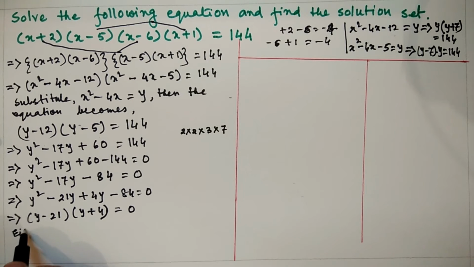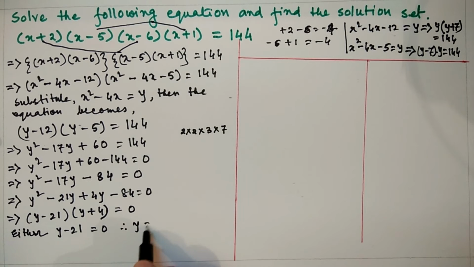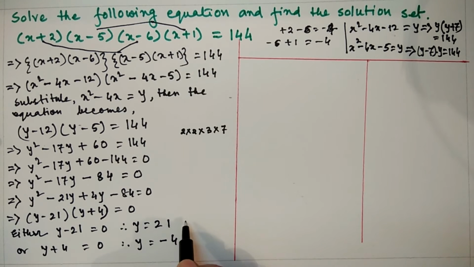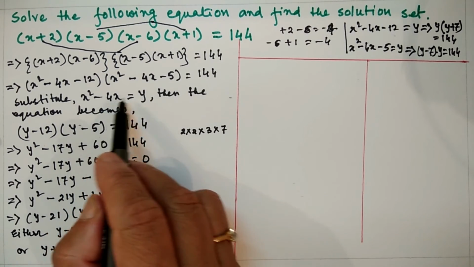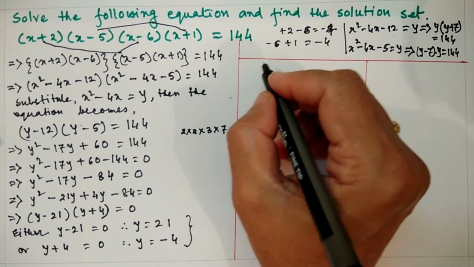Factorization method we have already discussed in previous videos. y minus 21 is equal to 0, therefore y is equal to 21, or y plus 4 is equal to 0, therefore y is equal to minus 4. So friends, we have got the two values of y. Now we will put these values in x square minus 4x, which we assumed as y.